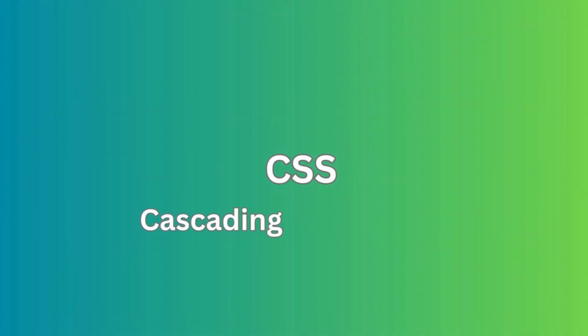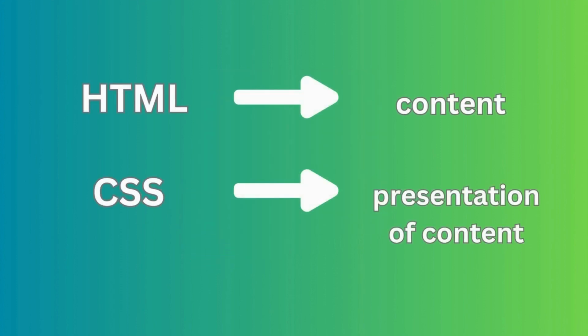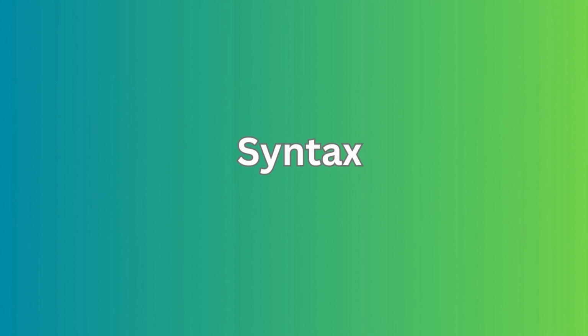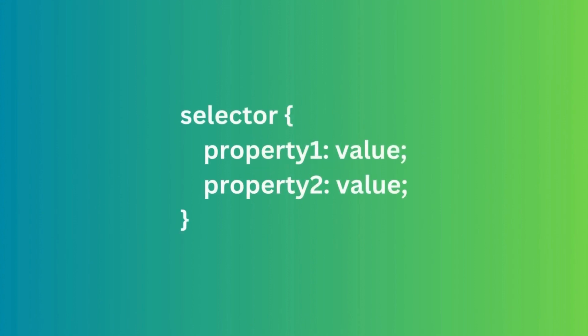CSS, or Cascading Style Sheets, is a style sheet language used to make web pages look good by controlling their appearance and layout. In comparison to HTML, which handles the content of a web page, CSS takes care of the presentation of this content. CSS defines how the content is displayed on a web page, including the layout, colors, fonts, and other visual aspects. Regarding its syntax, CSS consists of a set of rules that define how HTML elements should be displayed. Each rule typically consists of a selector and a declaration block.